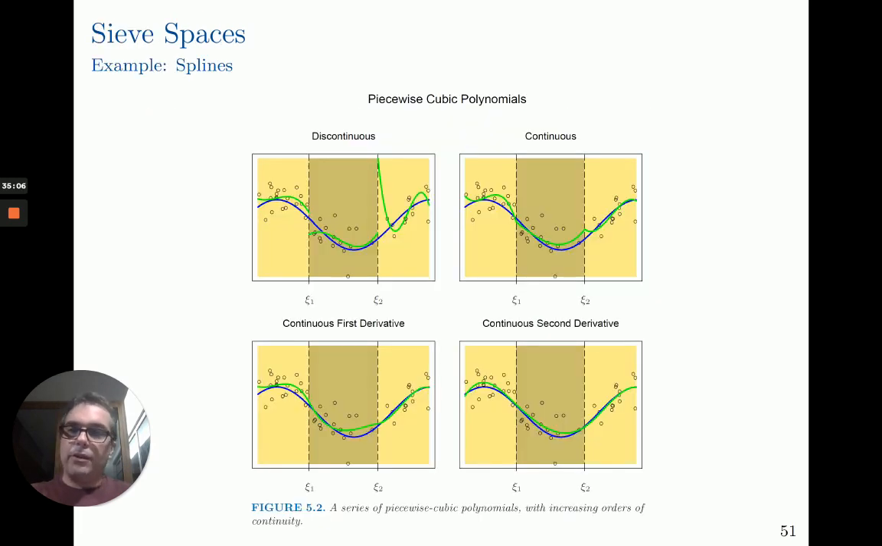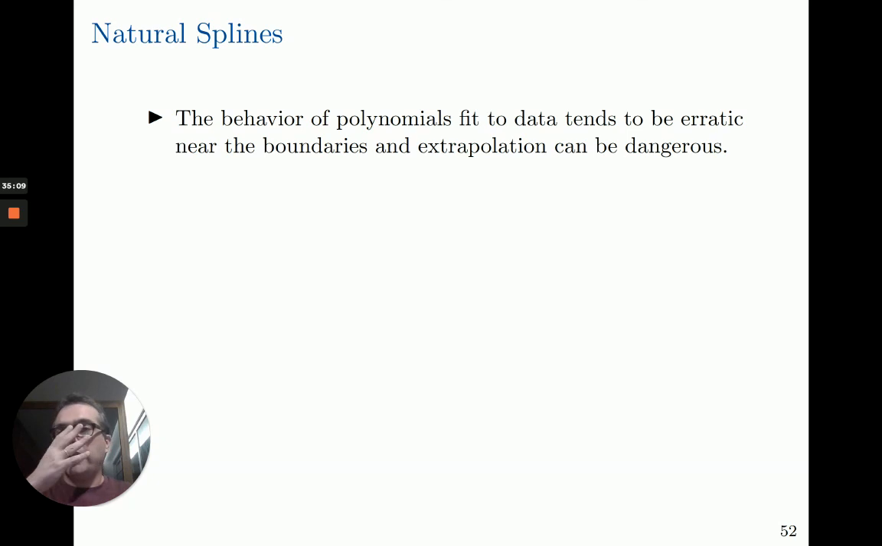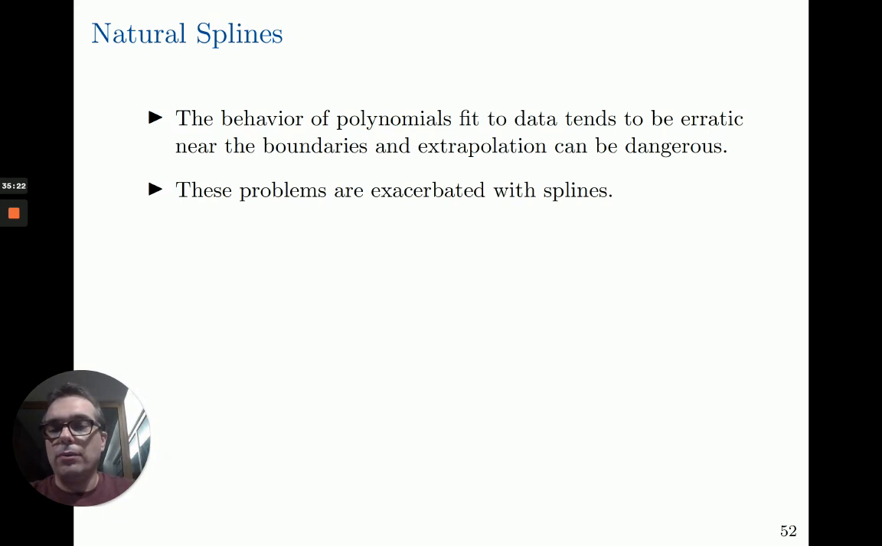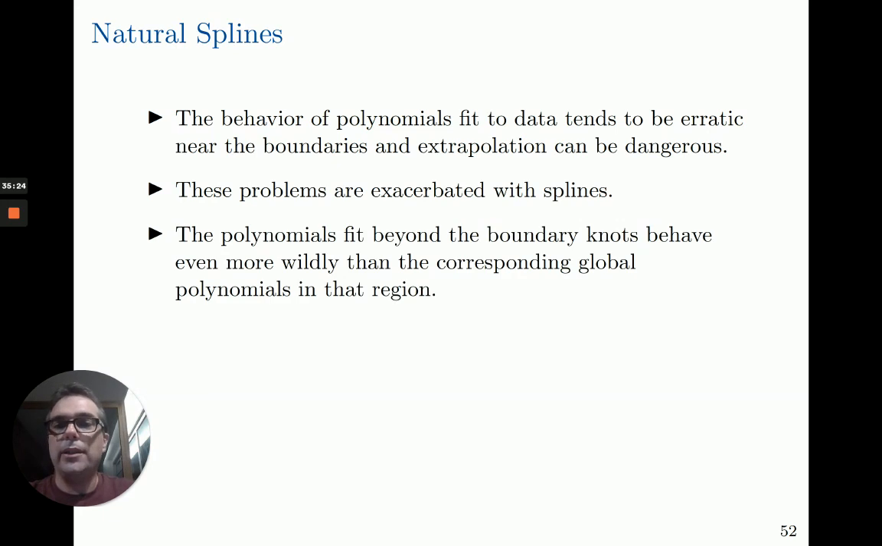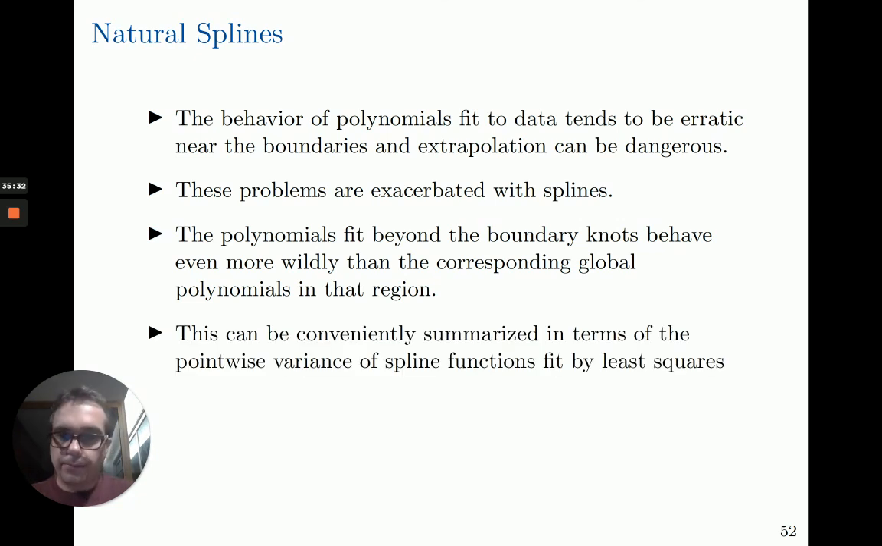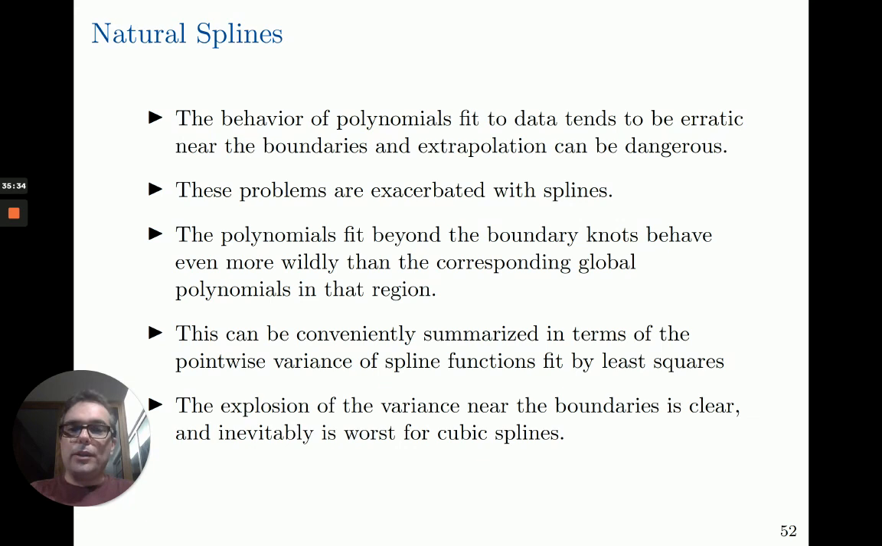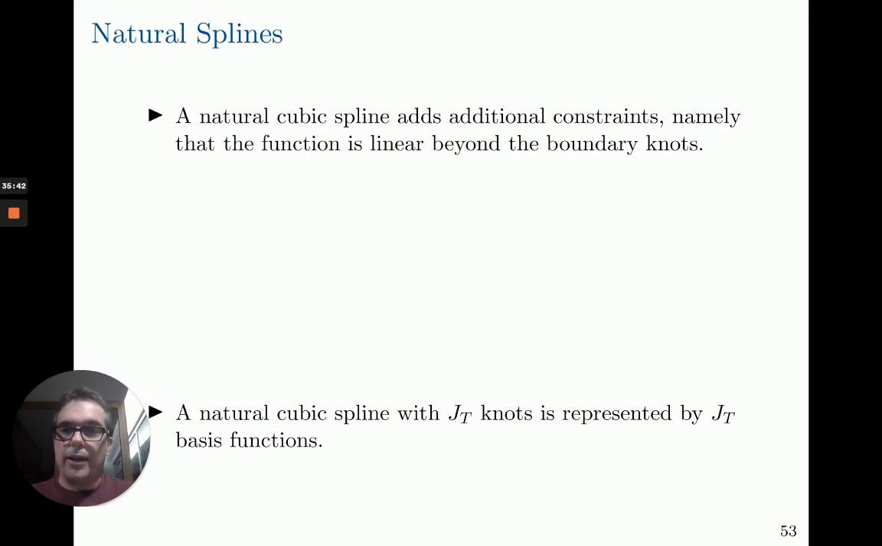So this is an example of splines, and then we have a special case called natural splines. The behavior of polynomials fit to data tends to be very erratic near the boundaries, and extrapolation is dangerous. Splines also have this problem. The polynomials fit beyond the boundary knots have even wilder behavior, and this can be summarized in terms of the variance of the spline functions when fit by least squares.